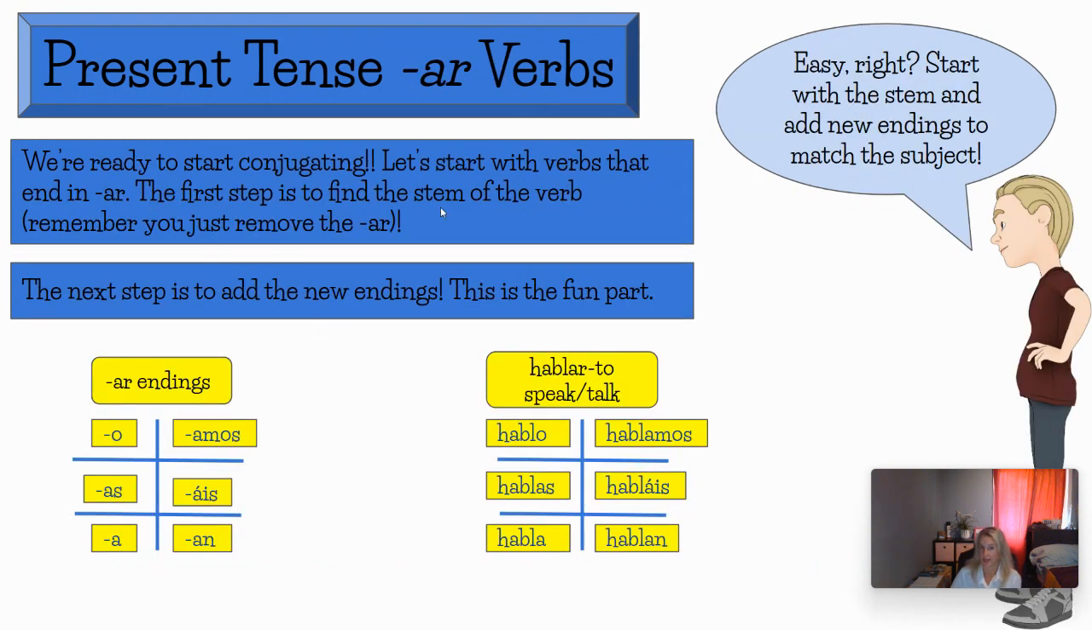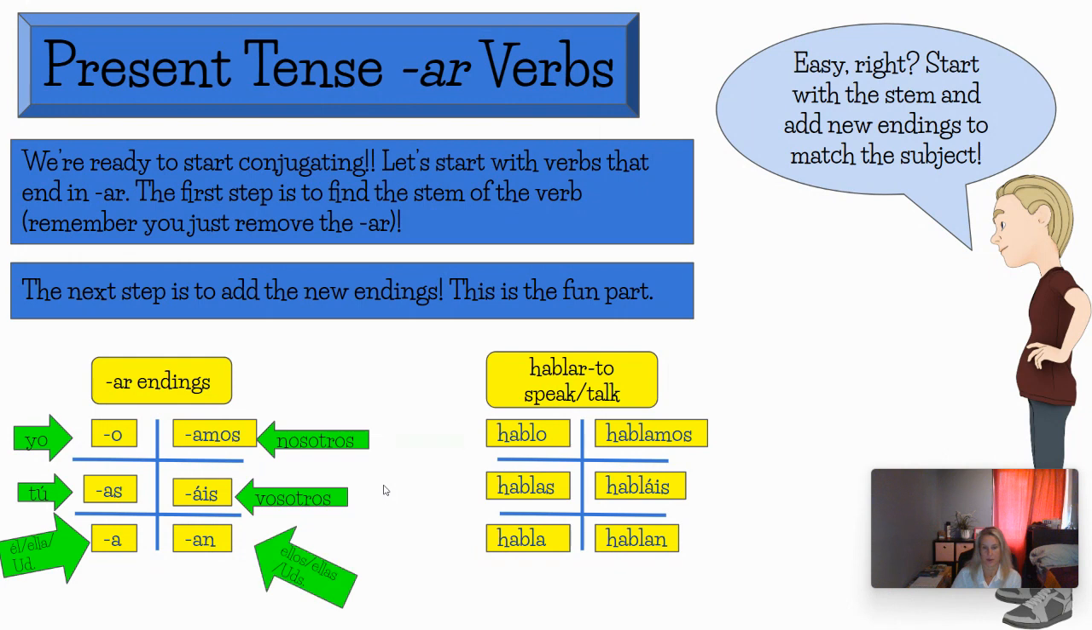We're ready to start conjugating. So let's start with the verbs that end with AR. The first step is to find the stem of the verb. Remember, you just remove the AR. The next step is to add the new endings. And this is the fun part. So once you remove the AR, these are the endings for AR verbs: o, as, a, amos, áis, an. What you do with the endings is attach them to your stem. Our stem was habl. Remember, we got rid of the AR. And so now we attach our O, and we get hablo. Hablo means I speak.